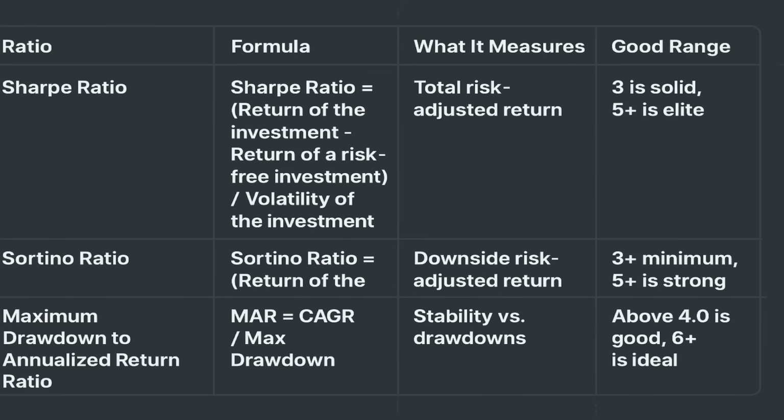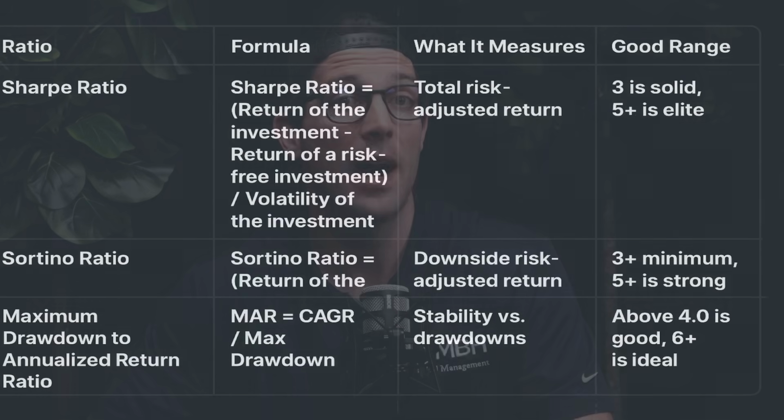The last ratio is our maximum drawdown to annualized risk return, or our MAR ratio. This is our compounded annual growth rate divided by our max drawdown over that period of time. You can think of it as your stability versus your drawdowns. Above 4 is a good MAR ratio, above 6 is ideal.